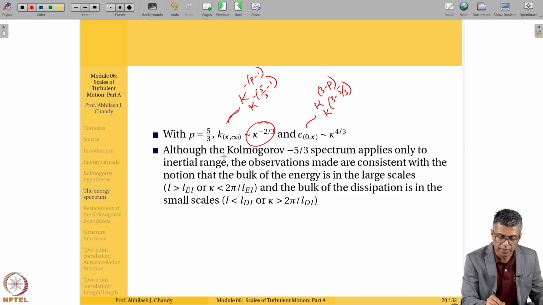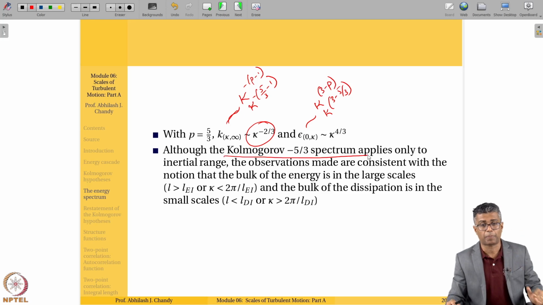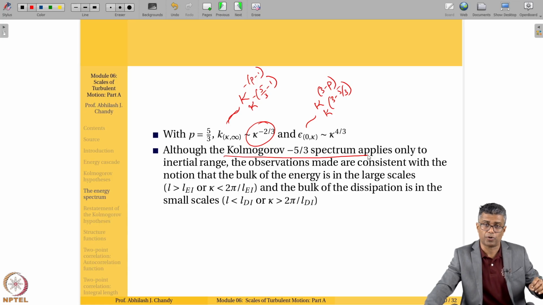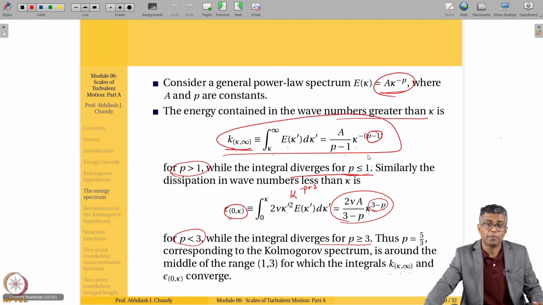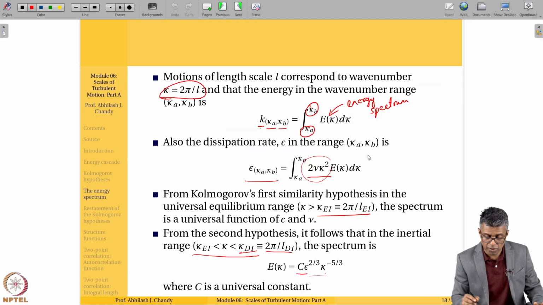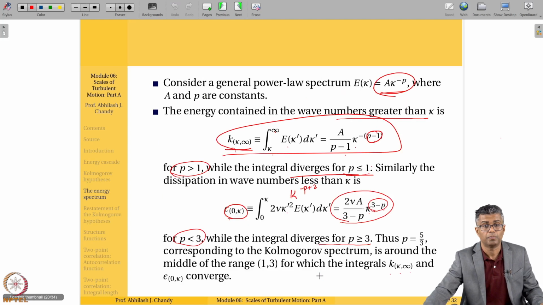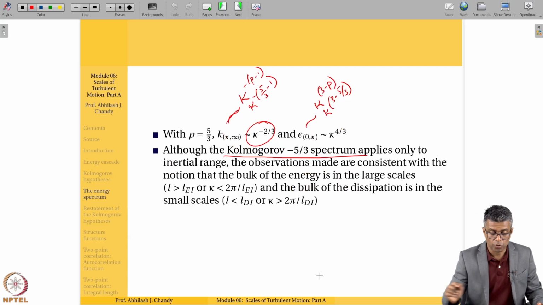So we know that this Kolmogorov minus 5/3 spectrum only applies to the inertial subrange, isn't it? We only took the inertial subrange because only there is the spectrum dependent exclusively on epsilon and not nu. Because when we took the function, we considered it to be epsilon to the 2/3. We didn't consider a viscosity there. It only depended on epsilon and not nu because it was the inertial subrange. So that's what we mean here.